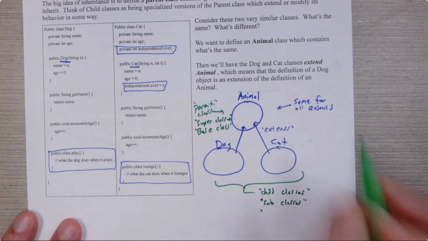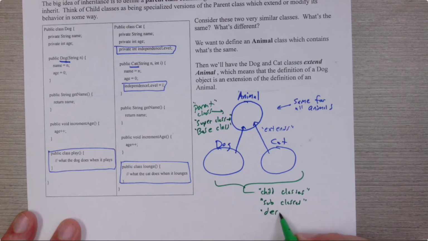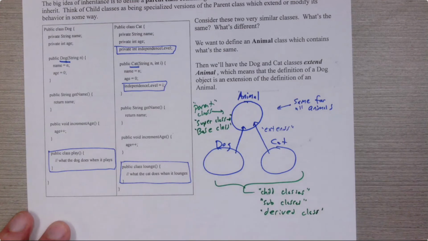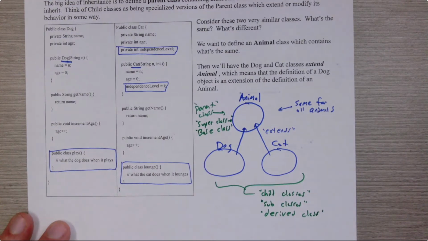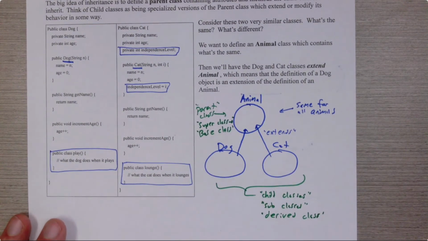And then the child classes are sometimes called the derived classes. And that has that kind of feeling of they are an extension of the base class. They are derived from the base class. So you'll hear other programmers using all of those vocabulary items.